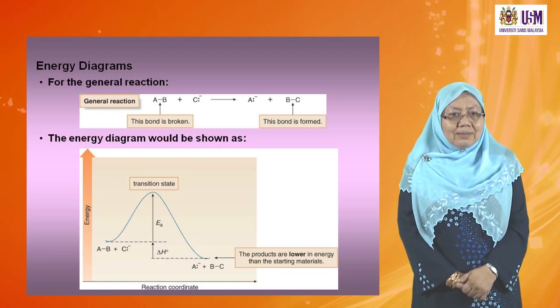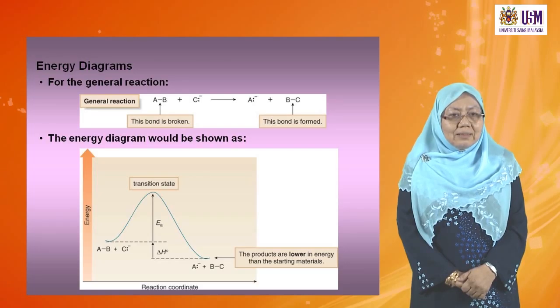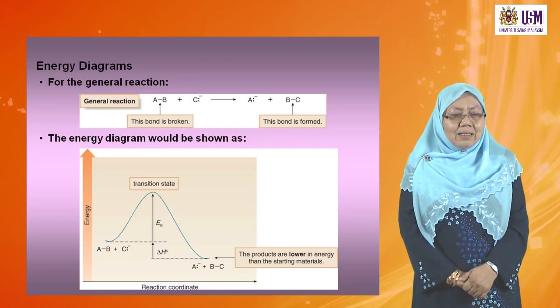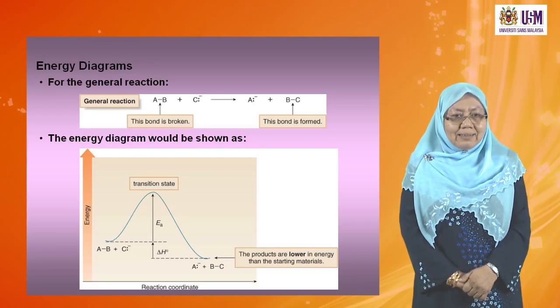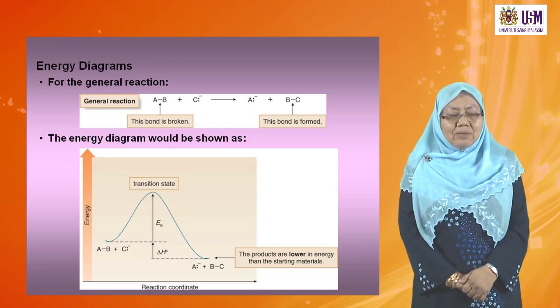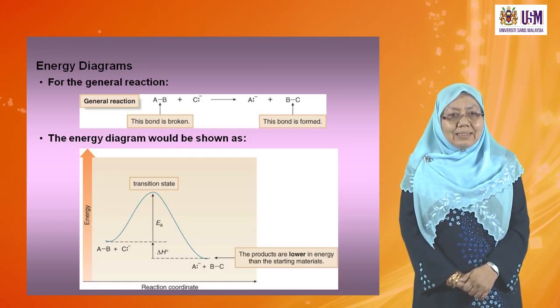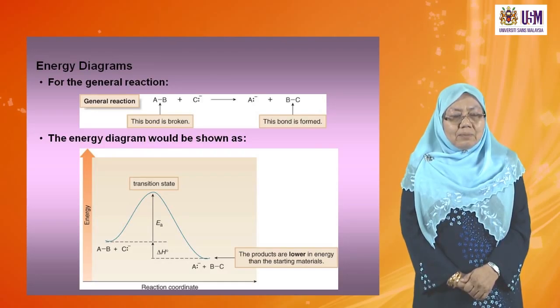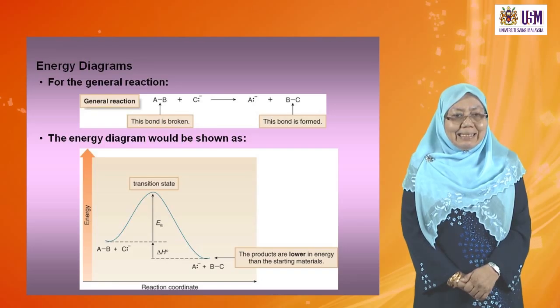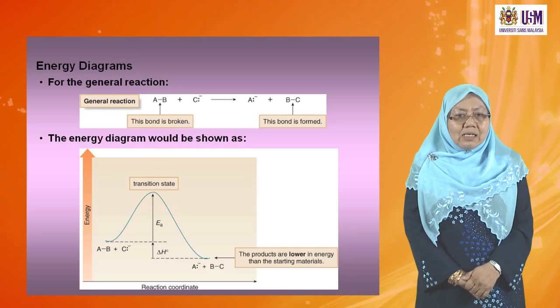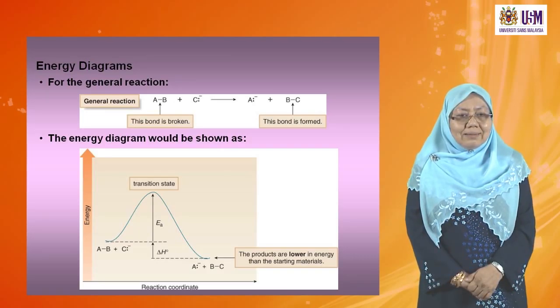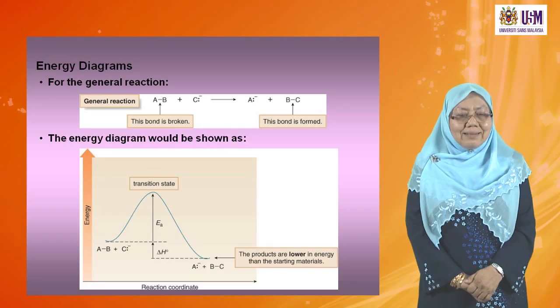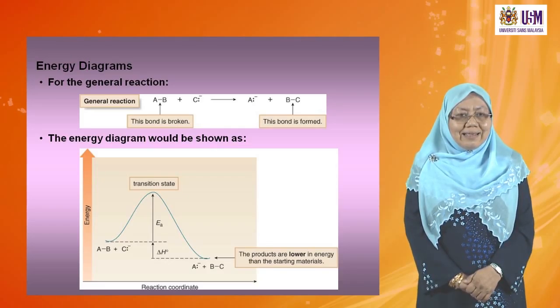When we draw the energy diagram, first of all, we draw a curve. On the left side of the curve is the starting material. Then we put in the activation energy, which is EA. The energy is absorbed until a certain state, which we call the transition state, at the peak of the curve. Then a bond is formed between B and C. If the energy of the bond between B and C is lower than the starting material, the products are lower in energy than the starting material. So the difference in enthalpy, delta H naught, is energy given off.